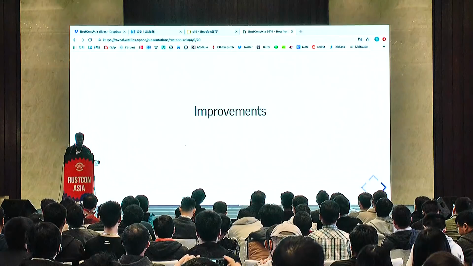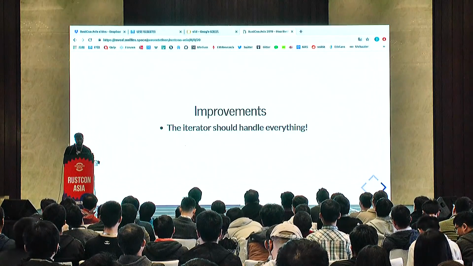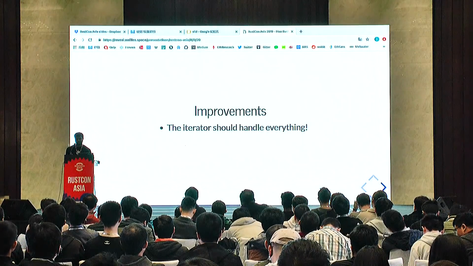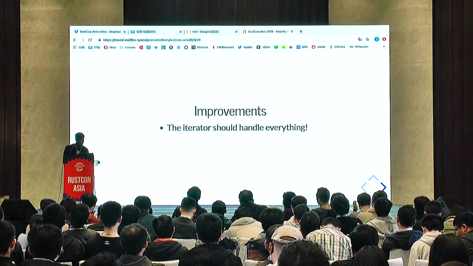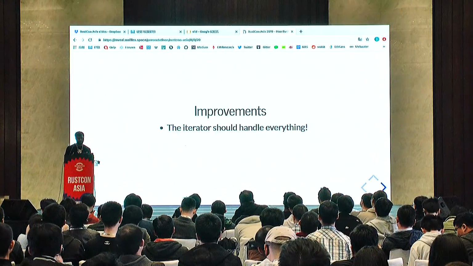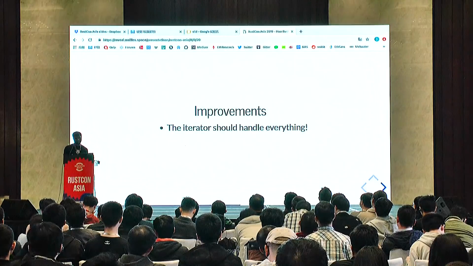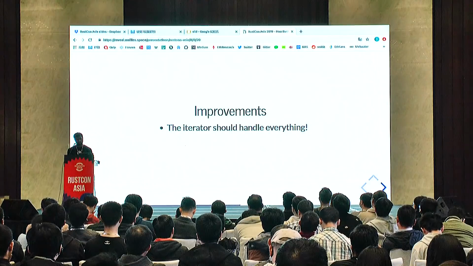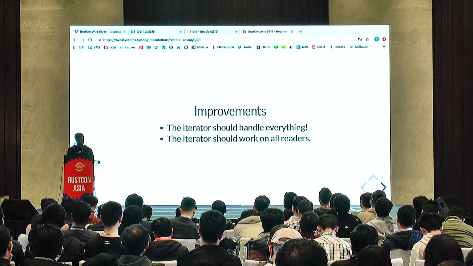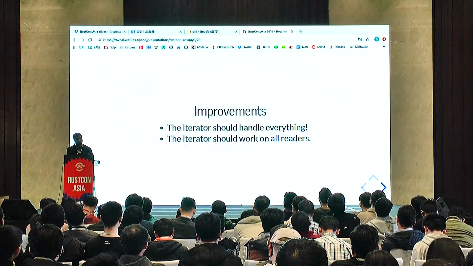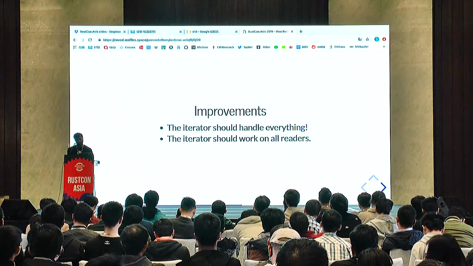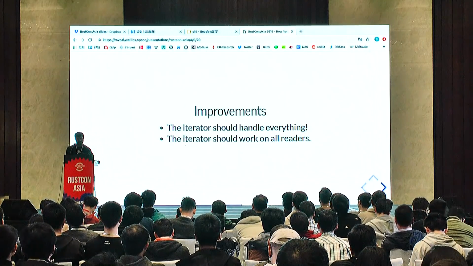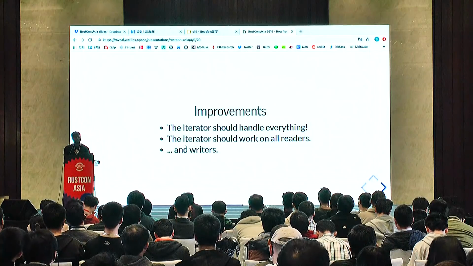And these are all the improvements that I come up with. The iterator should handle everything. Like when I call for line in, for every iteration, the line should give me the valid JSON output that I should get. I shouldn't have to deal with anything on my own. The iterator should work on all readers. That means a file, it should work. It should work on TCP streams. And writers, same thing.